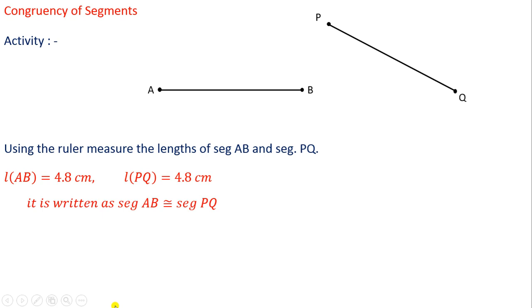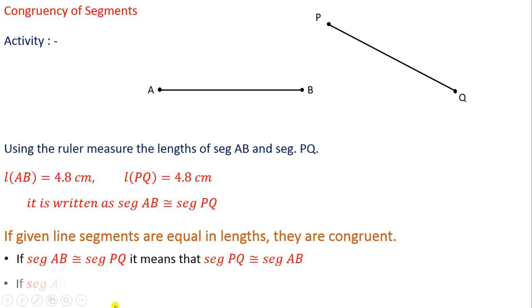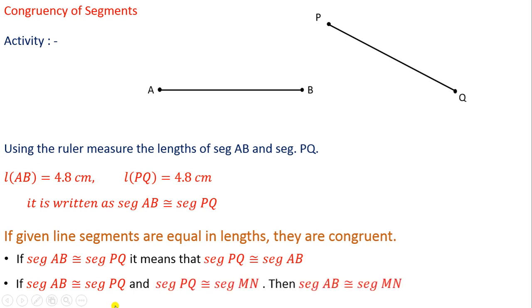We can define congruency of segments as: if given line segments are equal in length, they are congruent. There are some properties of congruency of segments. First one is, if segment AB is congruent to segment PQ, it means that segment PQ is congruent to segment AB. And second one is, if segment AB is congruent to segment PQ and segment PQ is congruent to segment MN, then segment AB is congruent to segment MN.